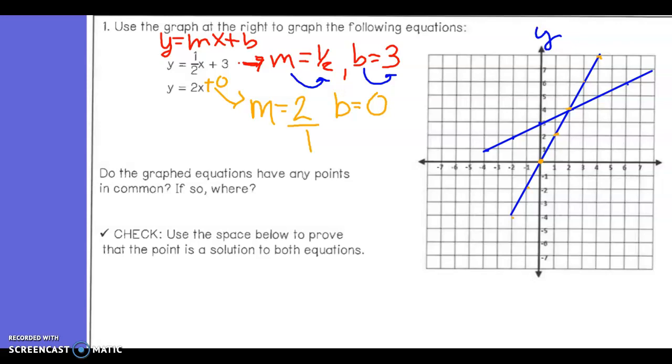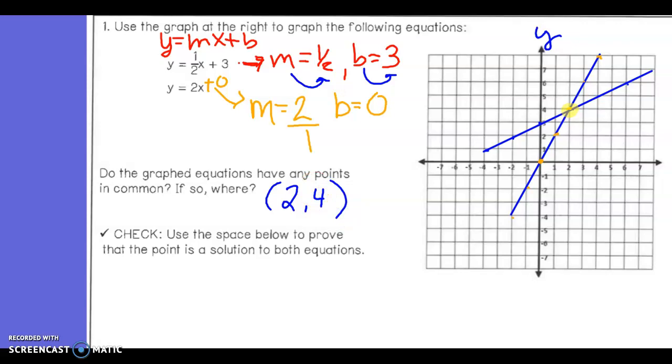All right, now that I have both of these lines graphed, we're going to look to see, do they have any points in common? Where are the two lines crossing? If you look, they're crossing right in this region right here. So I want to name that point. That's going to be the solution to this system of equations. The ordered pair where the two lines are intersecting each other is the ordered pair (2, 4).